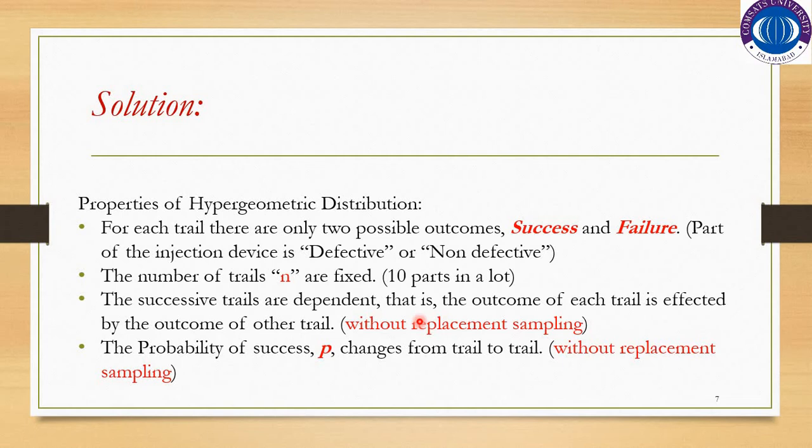The successive trials are dependent. That is, the outcome of each trial is affected by the outcome of other trials. This is without replacement sampling. Surely, if one part is tested or inspected, it should not be tested again. We will not substitute that part again in the lot. It would be kept aside. So we will go to the other part. So this is the sampling without replacement. And as you know, in without replacement sampling, the probability of success changes from trial to trial.